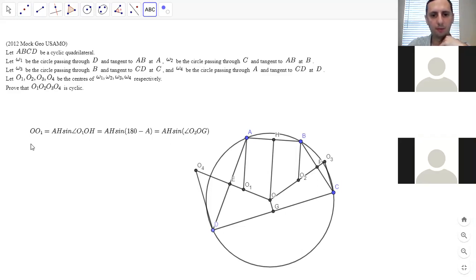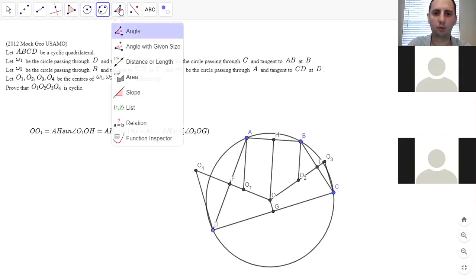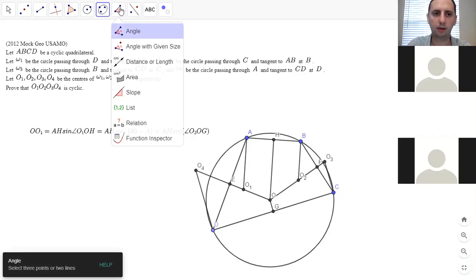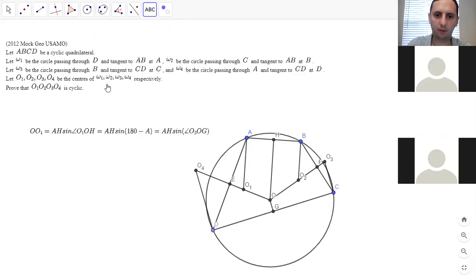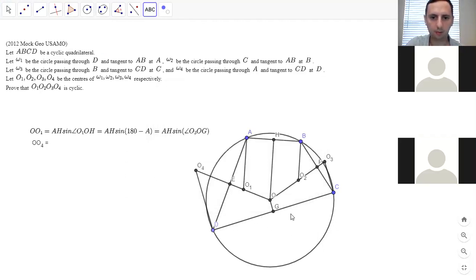I think all we need to do is just show that OO1 times OO4 is OO2 times OO3. And I could just calculate OO1 times OO4 and then say by the same argument, it would get you to the same thing. Yeah. I think that's how it is. Oh, O1OH equals BCD. No, I don't think that's true. Well, actually, yeah, it is true. O1OH is angle BCD, but that's true. So basically I have OO4, that would be equal to GD sine D.